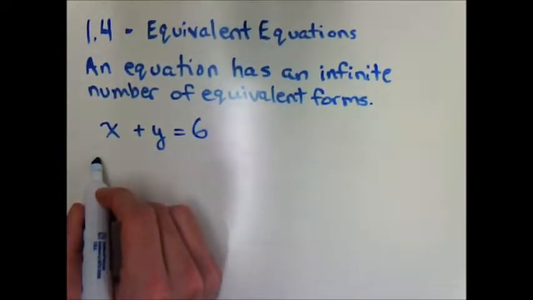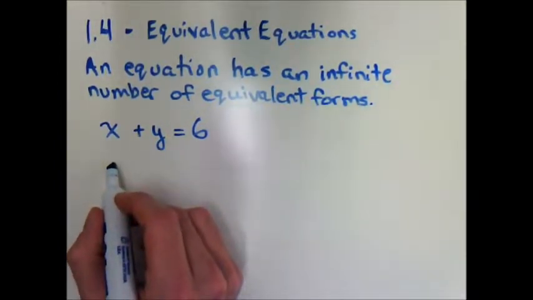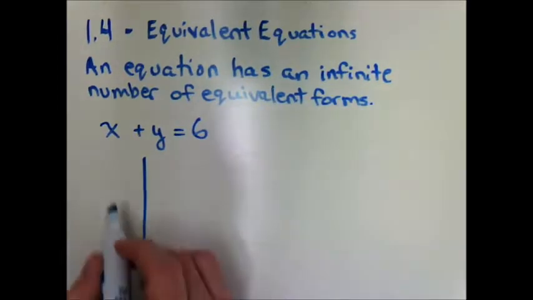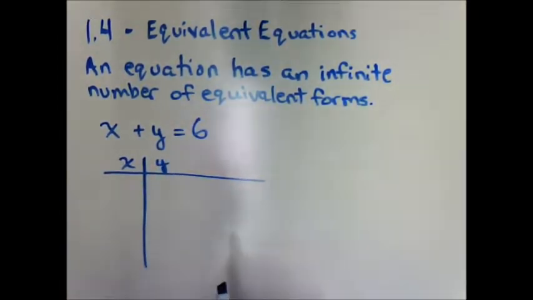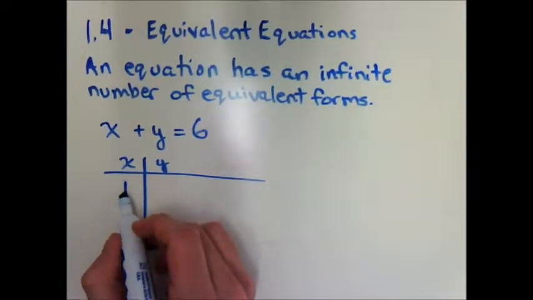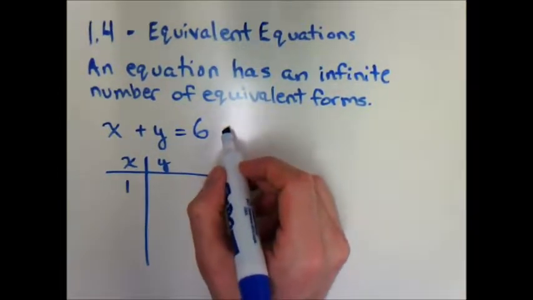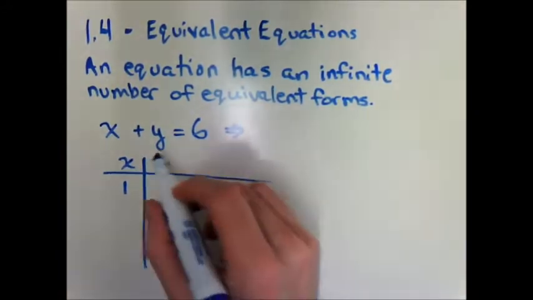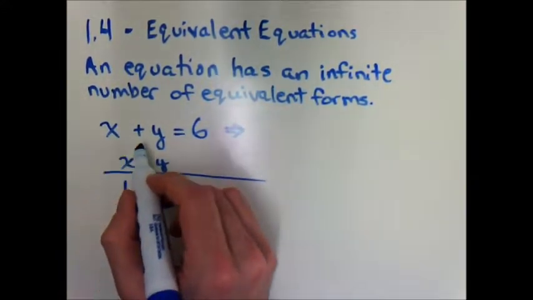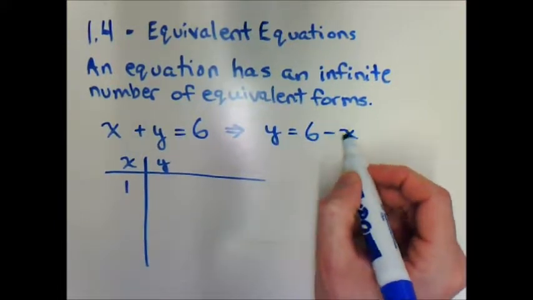Well, let's make a table of values that satisfy this equation. So we have our x values and our y values. Well, what happens when we sub in x equals 1? Maybe I can rewrite this, put this in y equals form. So I need to subtract x from both sides. So I'll be left with y equals 6 minus x.